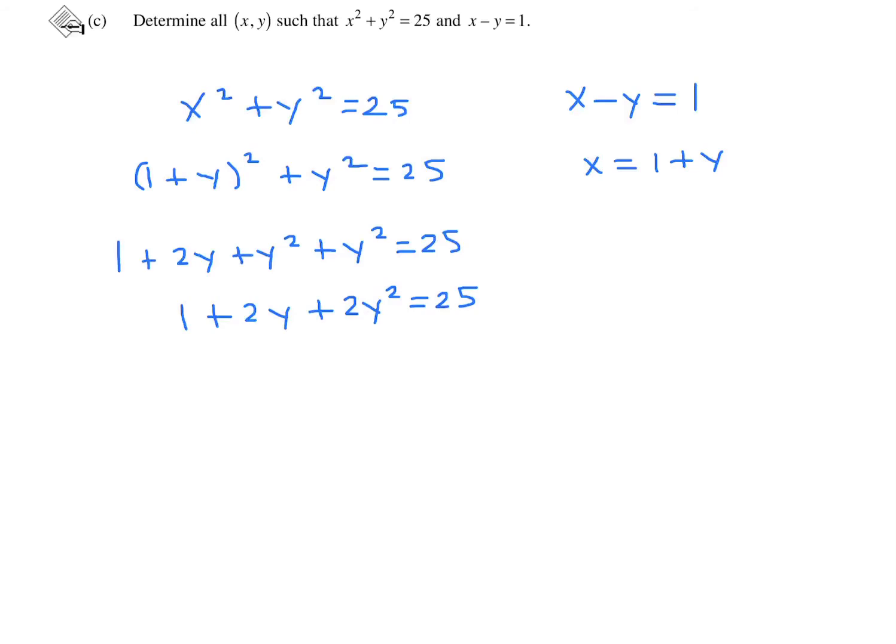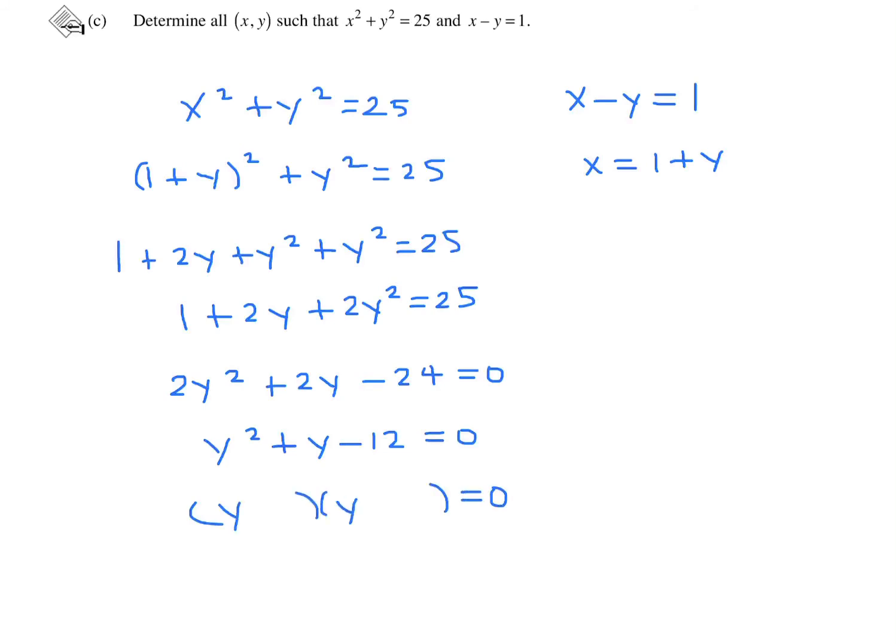And now we can put everything on one side. So 2y squared plus 2y minus 24 is equal to 0. And then you can divide through by 2: y squared plus y minus 12 equals 0. And then factor, and you get y plus 4 and y minus 3. And therefore y is equal to 3 or negative 4.